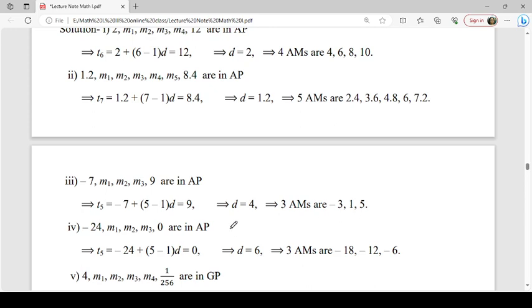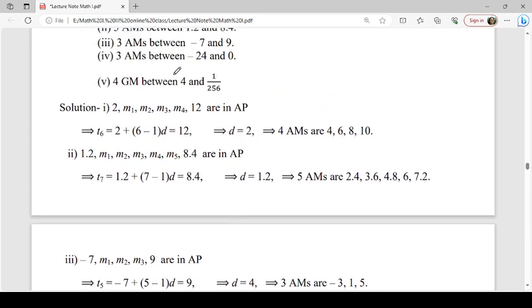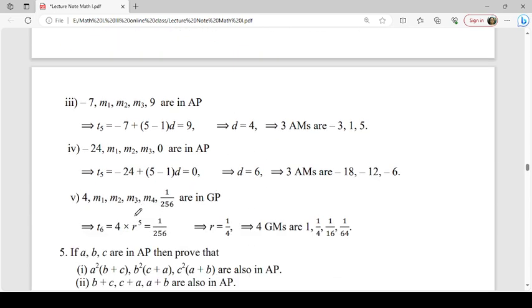Then this is a GP. The first term is 4, and T6 is 1 by 256. From this, after solving it, we get R equal to 1 by 4. So it is 4, 4 into 1 by 4 is 1, 1 into 1 by 4 is 1 by 4, 1 by 16, 1 by 64.